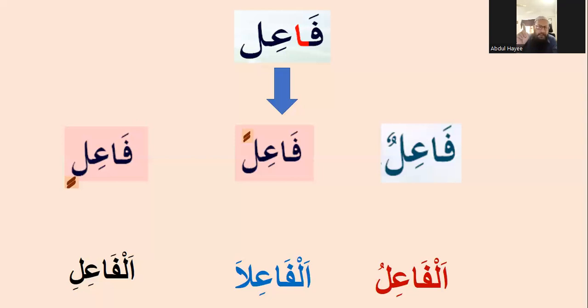As from fa'ala we had fa'ala, fa'alu, fa'alta, fa'altu, fa'altum, fa'alna, fa'alat. In the same way, from fa'il we can say fa'ilun, fa'ilan, fa'ilin, al-fa'ilu, al-fa'ila, al-fa'ili, fa'iluna, fa'ilina. And about the feminine, we can say fa'ilatun, fa'ilatan, fa'ilatin, al-fa'ilatun, al-fa'ilatin, al-fa'ilatun. So you can open anything like this.